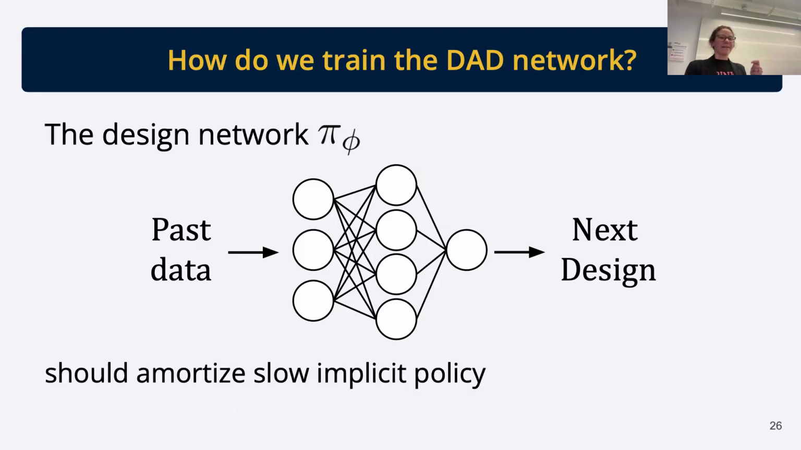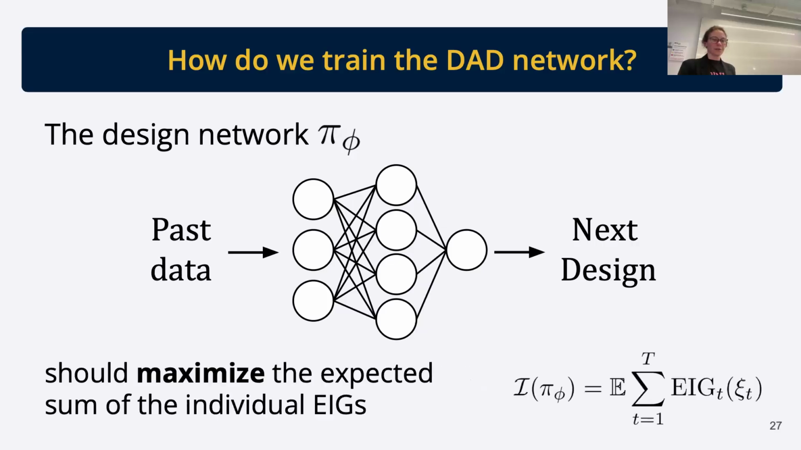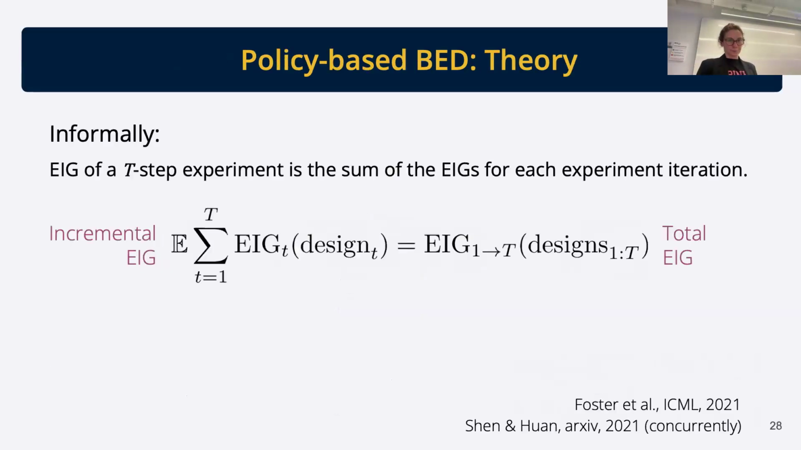Okay. And the way that we're going to do that is essentially what we want out of this neural network is to amortize or to emulate the slow adaptive experimentation, the slow, implicit two-stage policy. So mathematically, what we want out of this is that the policy should maximize the expected sum of our incremental EIGs, right? So at each step of the experiment, we are gaining an incremental EIG, and once we sum them together, that will be the total EIG of the T experiments that we're performing.